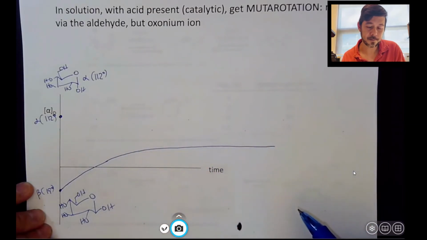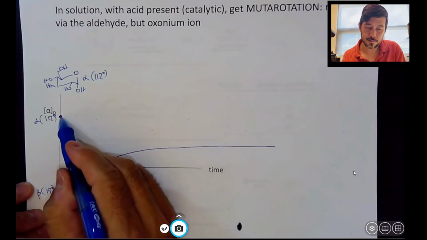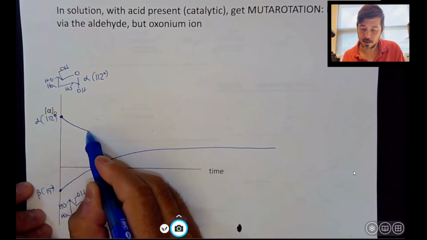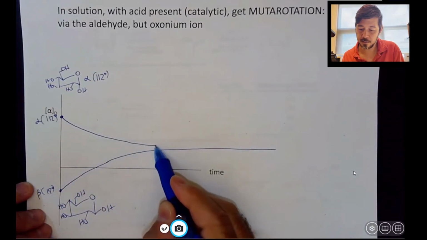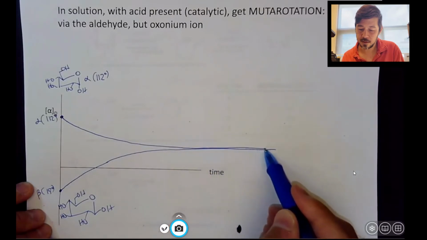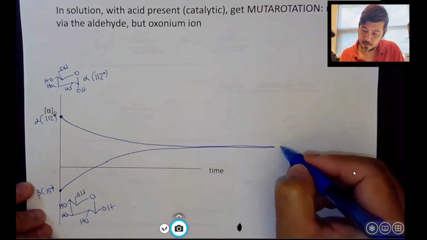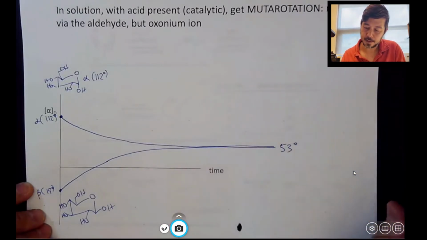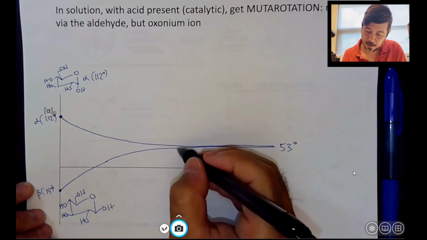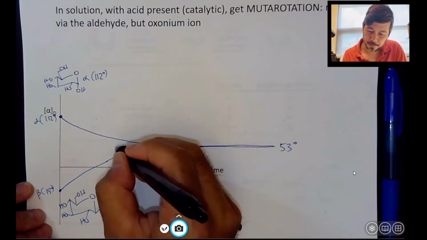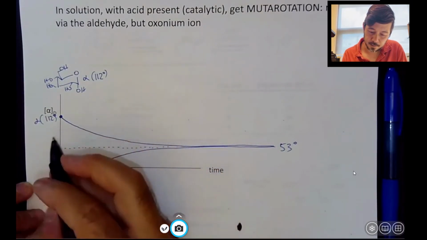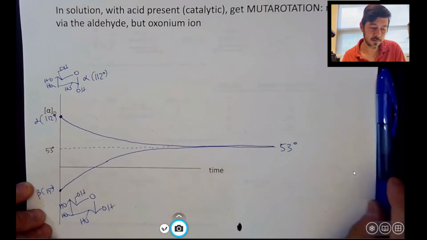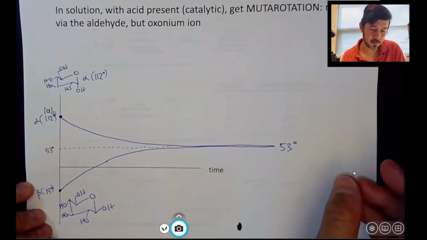In contrast, the alpha one will lower its optical rotation as a function of time, and it will converge with the same beta sample. If you actually measure this, it turns out to be 53 degrees. If I add some dotted lines here and match up, I can write 53 degrees right there. Okay, so they all converge to the same value.